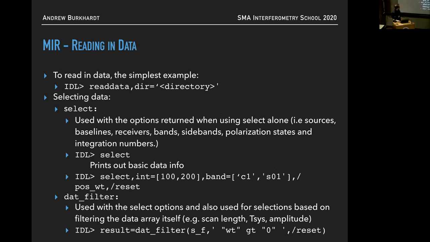So we said that prints out the basic info. These are different examples. As you select, you can select for a variety of different parameters, so different integrations, different bands. We'll get into what this positive weight means in a little bit. And it's very similar when you're using this dat filter, where here, for example, we're saying the weight is greater than 0, and we're sub-selecting all the data that has positive weight.